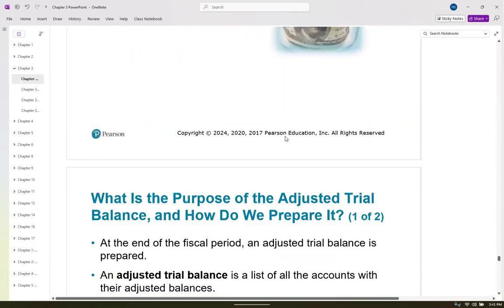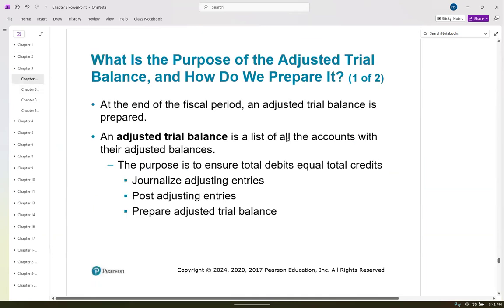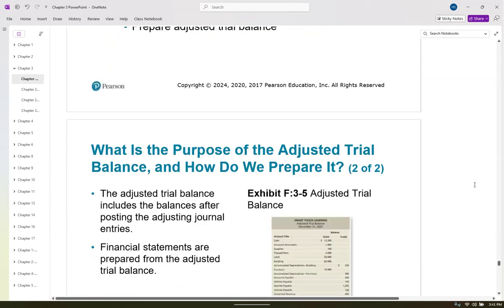All right. So first of all, we want to make sure that our debits and credits equal the same amount. Like I said in the previous chapter, if it's a computerized system, you're not going to have to worry about that because the system won't let you make an unbalanced journal entry. So journalize them, post them, and then prepare the adjusted trial balance.